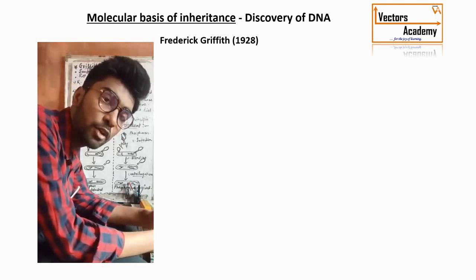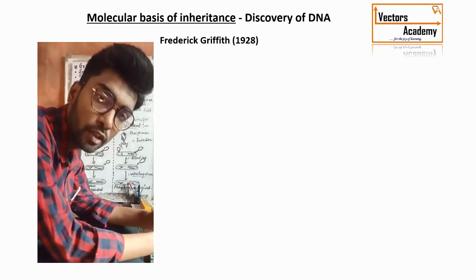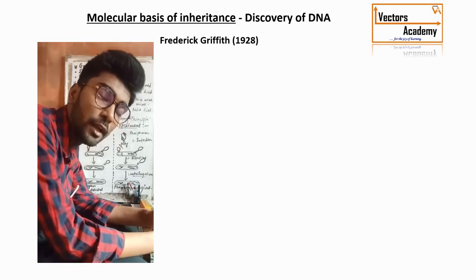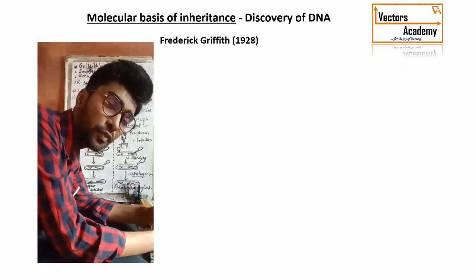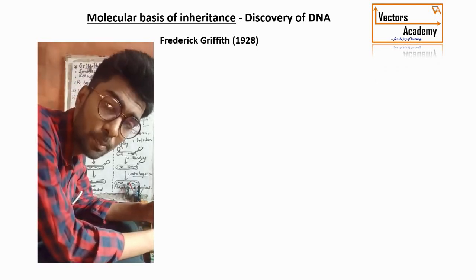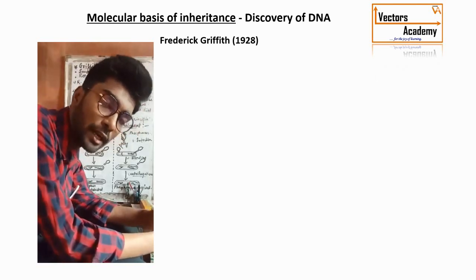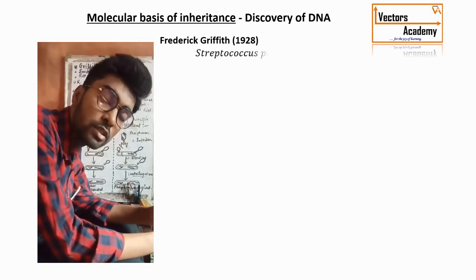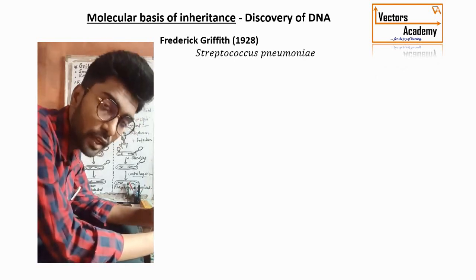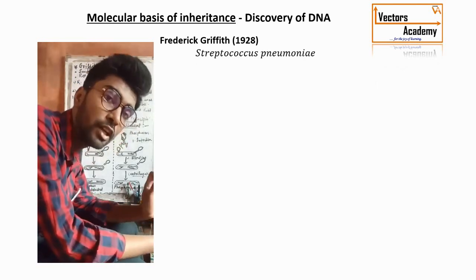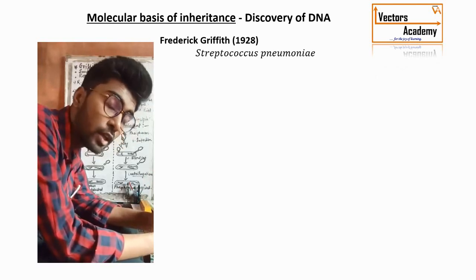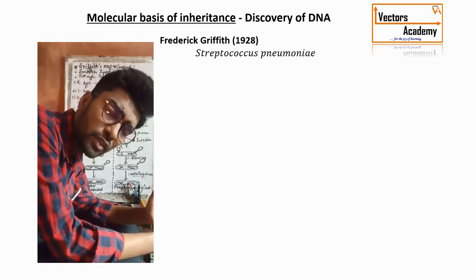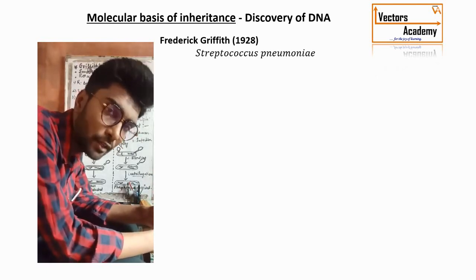Okay, so in 1928, Frederick Griffith was the first scientist. He was a British scientist who for the very first time conducted an experiment on a bacteria that causes pneumonia. The name of the bacteria was Streptococcus pneumoniae. It is a type of bacteria that causes pneumonia. Now when he started his experiment, he experimented on mice, right?